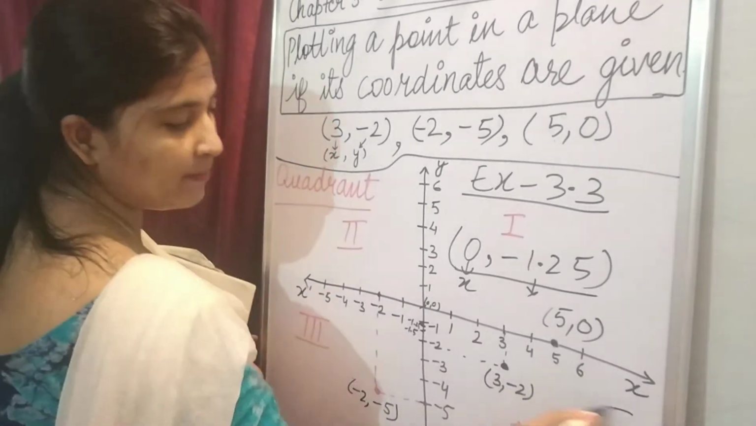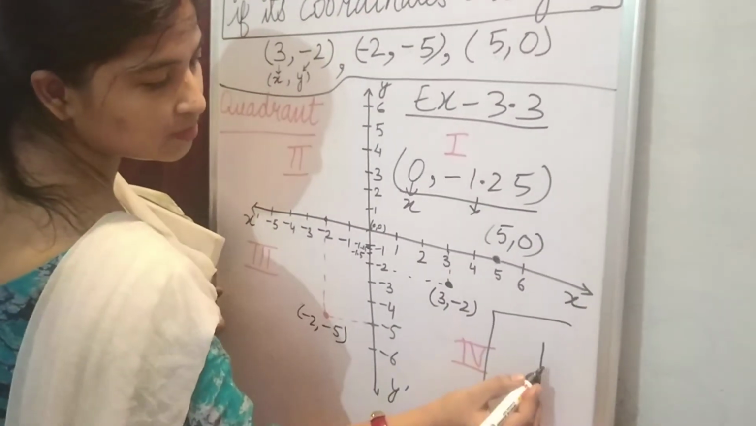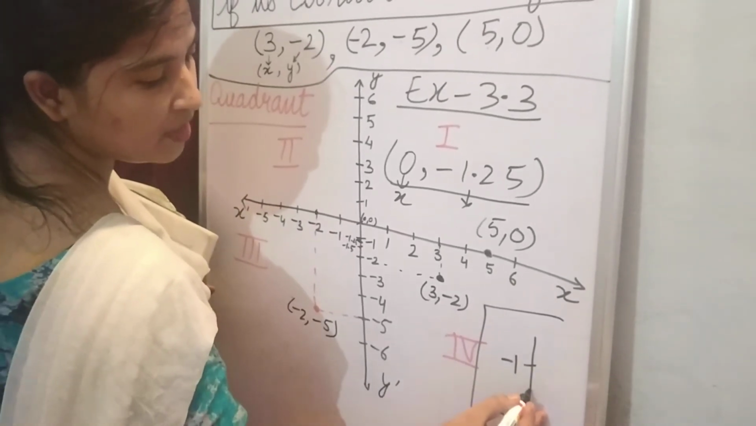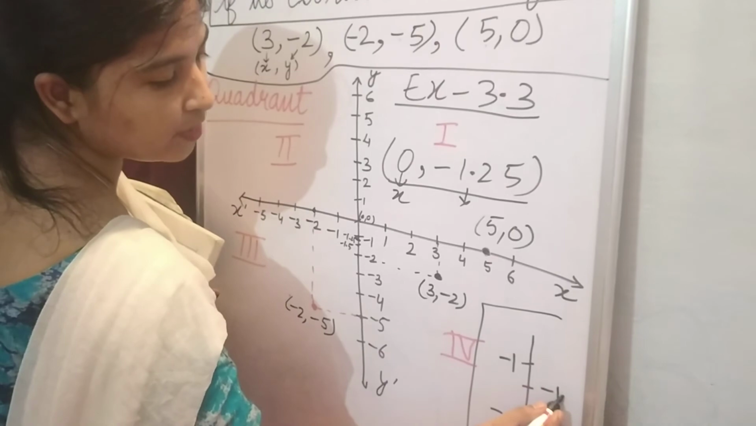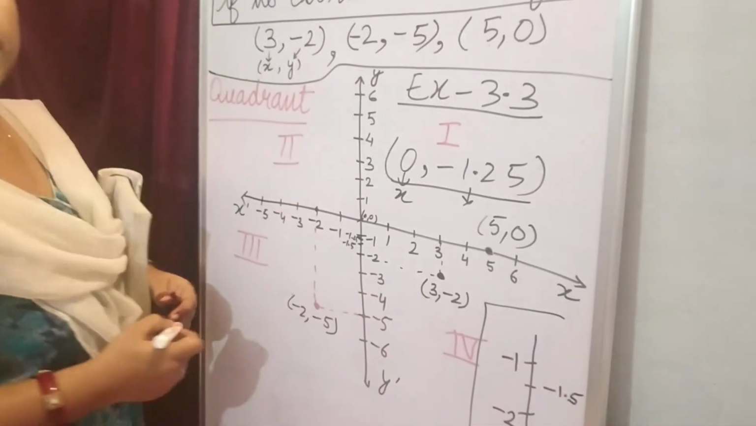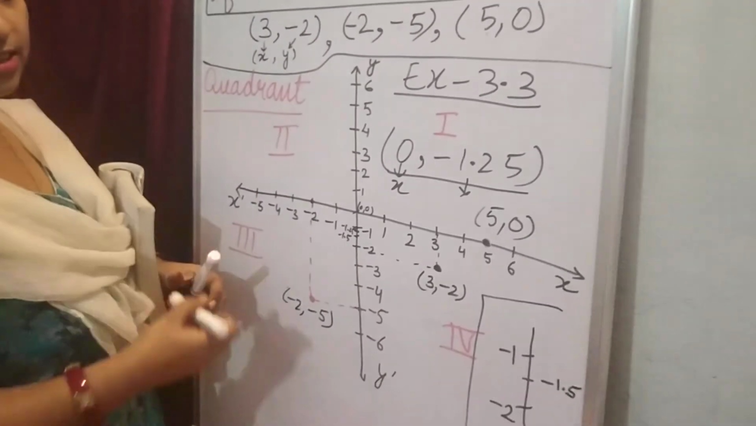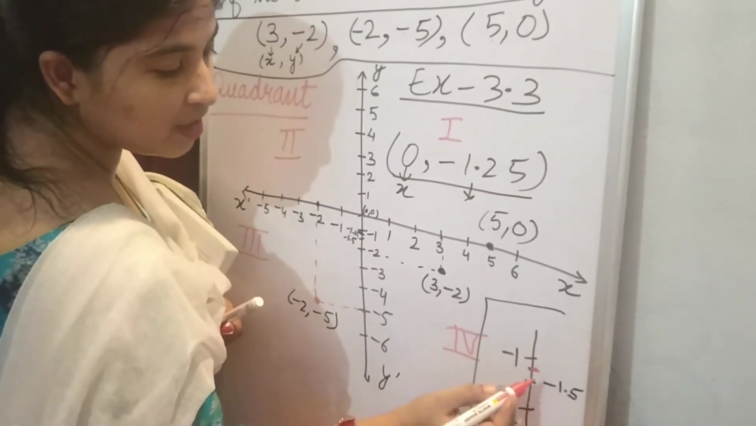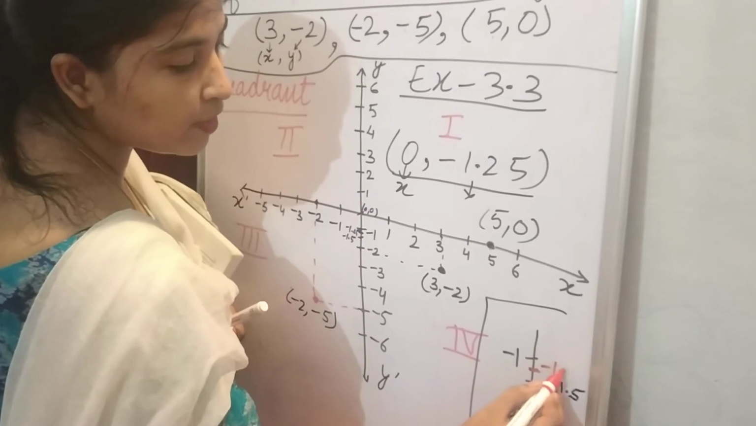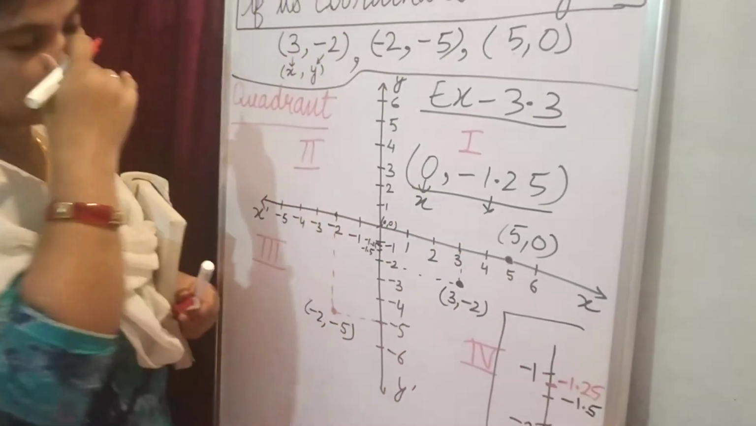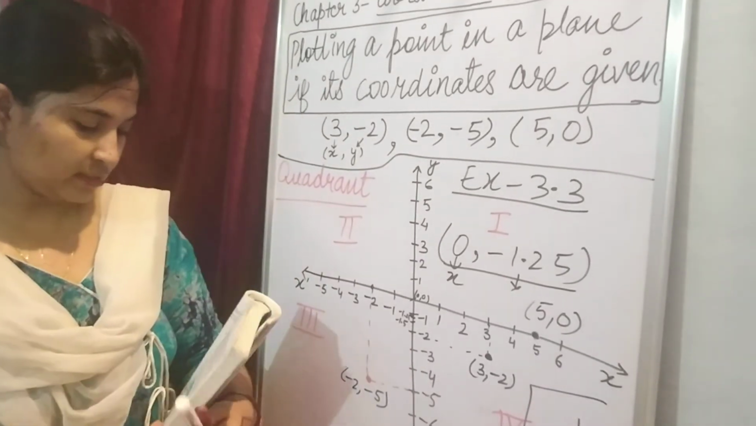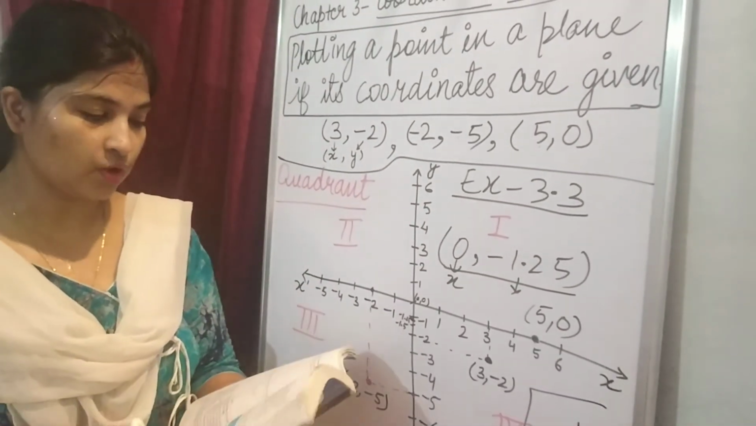अगर आप, मैं मैग्नीफाई करके बता देती हूँ आपको कैसे करना है इसको. -1 और -2 के बीच में आएगा आपका -1.5. ओके, मिडल वन ऑफ -1 एंड -2, एंड -1 एंड -1.5 के बीच में आएगा आपका -1.25. Understood, students? So this way you have to do this question. I think exercise 3.3 is easy. You can do yourself. Okay.